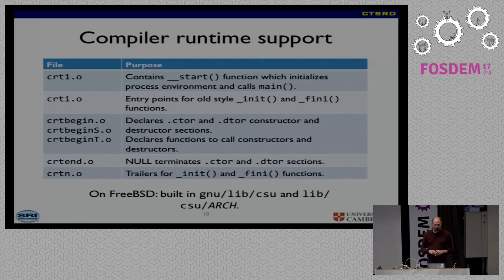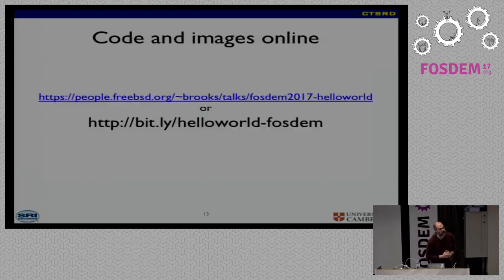Next up, some variant of crtbegin is included. There's different ones for relocatable code, shared code, and for static code. This includes the constructor and destructor sections, and declares function calls to these. Finally, there's crtend, which terminates those arrays. And then there's crtn, which contains the bits of the functions for init and fini that actually return. On FreeBSD, the paths that they're included from are here.